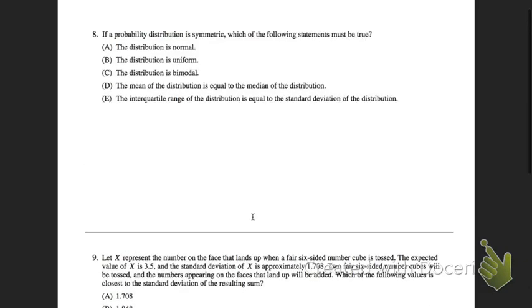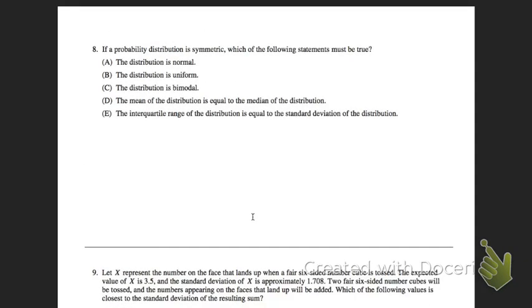Eight. Let me go up. Just because something is symmetric does not mean that it's normal. Normal is symmetric, but that doesn't mean symmetric is normal. All of these could potentially be true, but it's not must be true. But it is true that when something is symmetric, by definition, the mean is equal to the median. And this is just there to throw you off.